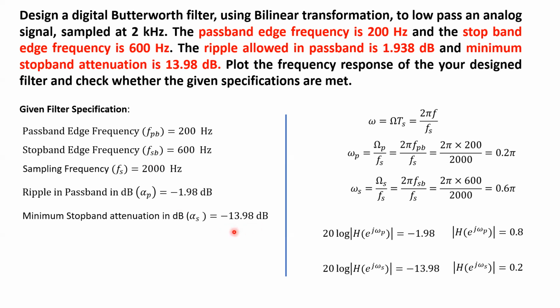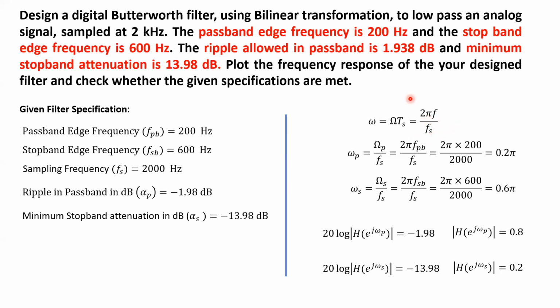So now here we can just make the conversion of all the given filter specifications, because we know that the relationship between the digital frequency omega and the analog frequency is given by this particular expression. Omega equals the analog frequency multiplied by Ts, right? So this omega can be replaced by 2 pi f upon fs, where f is your analog frequency, and fs denotes the sampling frequency.